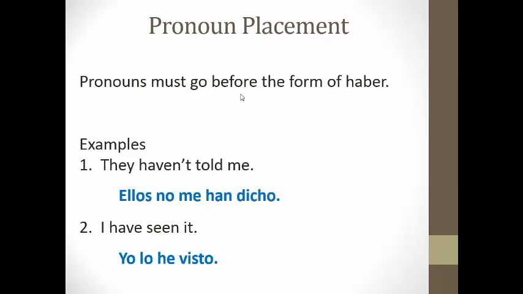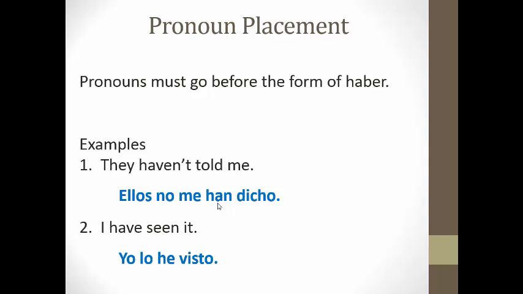Okay, so here's our answers. They haven't told me. Ellos no me han dicho. And then I have seen it. Yo lo he visto. Okay, notice that my pronoun came before the form of haber. And if the sentence was negated, it was between the no and the form of haber.